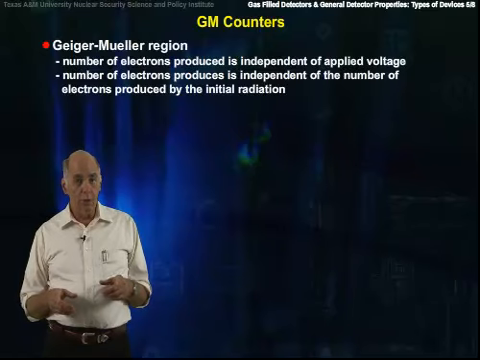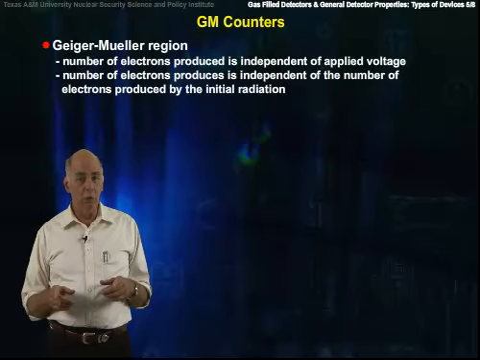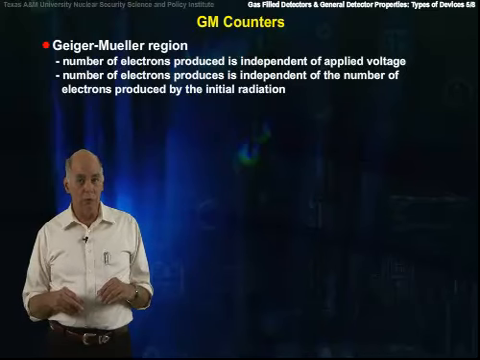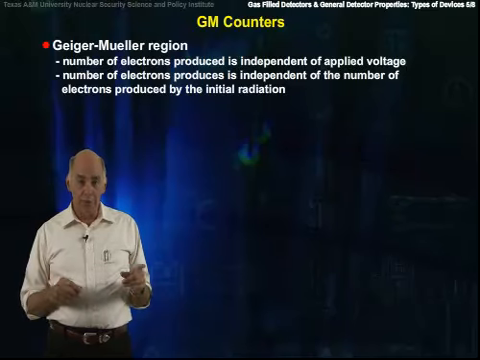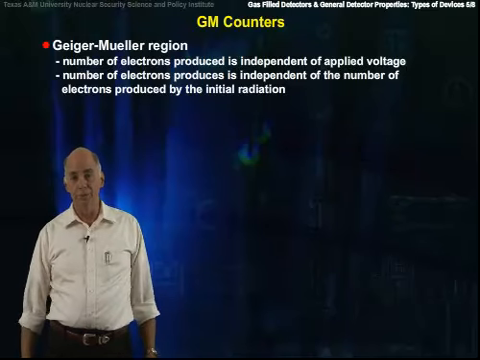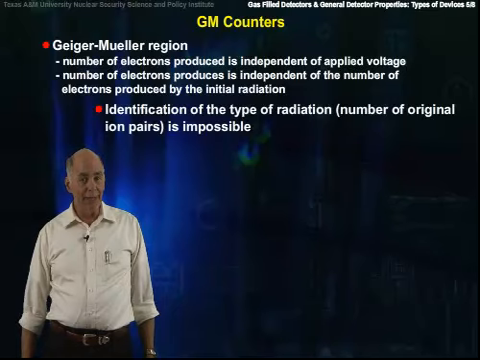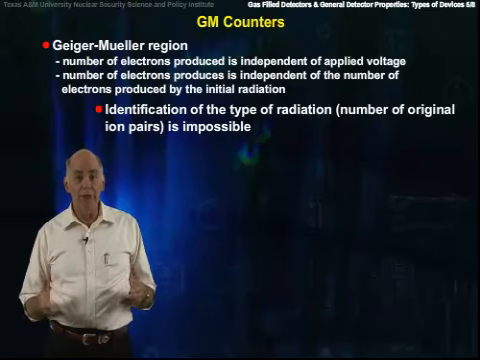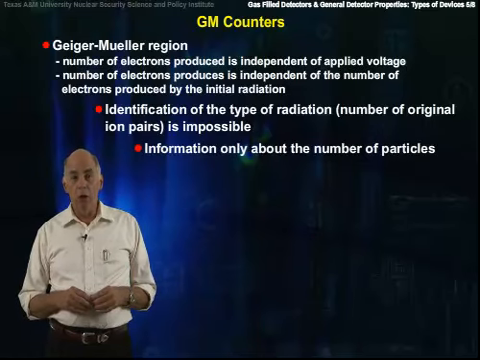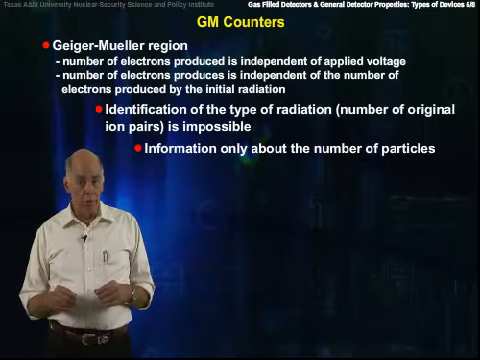Geiger-Müller counters work in the GM region, where the number of electrons produced is independent of the applied voltage above the GM threshold, and the number of electrons produced in the gas is independent of the number of electrons produced in the initial radiation. Identification of the type of radiation, or the number of original ion pairs, is impossible. Therefore, the only information is about the number of particles.